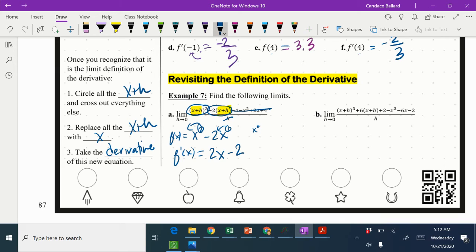The next one here is we're going to do the same thing. I'm going to circle everything that has an x plus h. Okay. I'm going to cross everything else out. Now I'm going to actually find what my function was supposed to be. So my original function, I'm going to replace everything that has an x plus h with an x. So we have x cubed plus 6 times x.